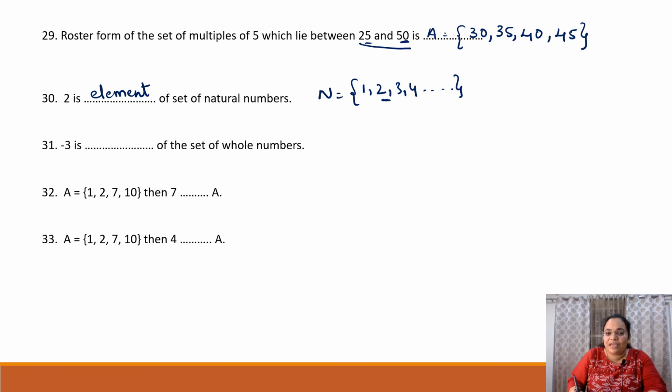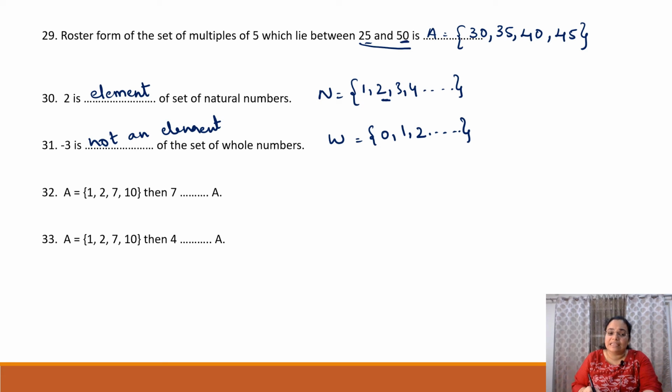In the same way, the set of whole numbers. What are the whole numbers? 0, 1, 2, and so on. So do we have minus 3 here? No, right? So it is not an element. We do not have minus 3 in the whole numbers because minus 3 is an integer.